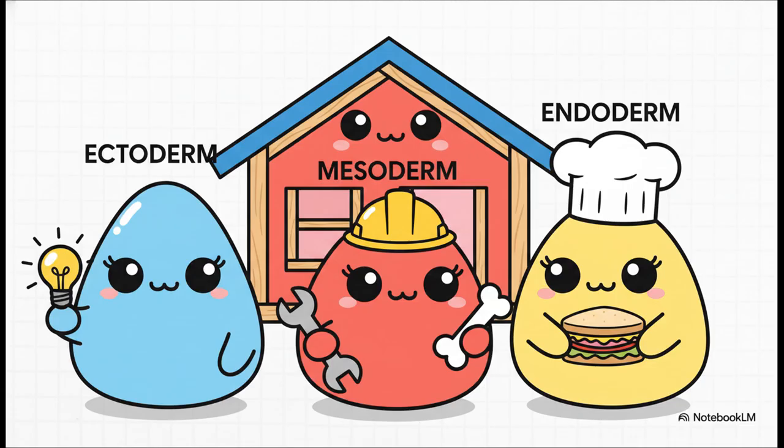The outer layer, the ectoderm, forms our exterior features like skin, hair, and nails. But it also acts as the wiring by forming our central nervous system. The middle layer, the mesoderm, well, that forms our structural beams and plumbing, our skeleton, muscles, and cardiovascular system. Finally, the inner layer, the endoderm, creates the interior lining of the house, our digestive and respiratory tracts.